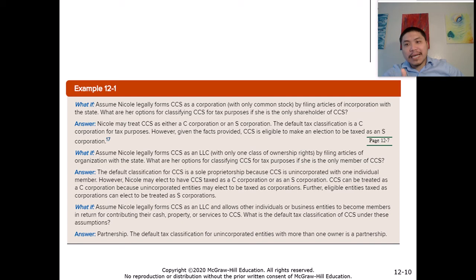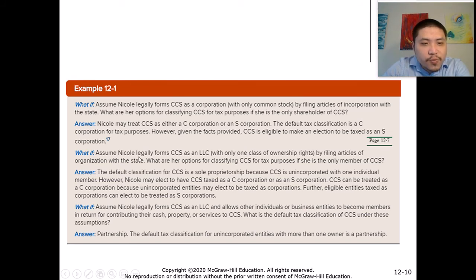Usually, if a corporation only has one owner, then the corporation can be treated as an S corporation, and the business income can be flowed through to the business owner's tax return. So usually that's the case. But if a C corporation has several owners, several shareholders, then they have to treat themselves as a C corporation. So that's usually the case. Okay, so let's look at the second case here.